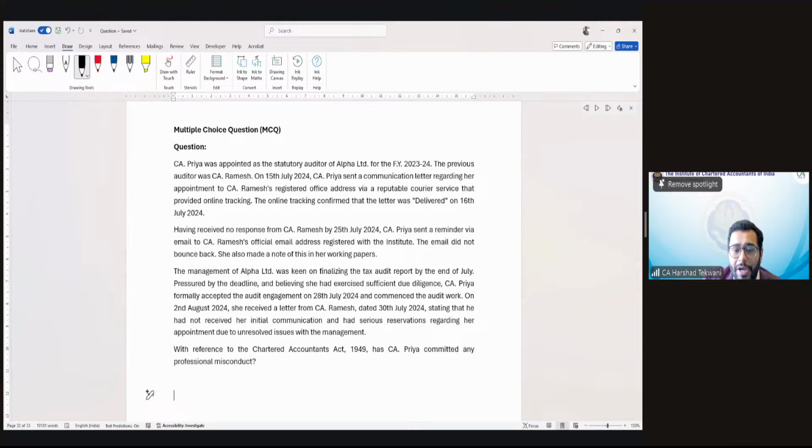On the 2nd August 2024, she received a letter from CA Ramesh dated 30th July 2024 stating that he has not received her initial communication and had serious reservations regarding her appointment due to unresolved issues with the management. With reference to the CA Act, comment on this particular scenario whether CA Priya has committed any professional misconduct. Take a minute, read the question again, and then try to answer.